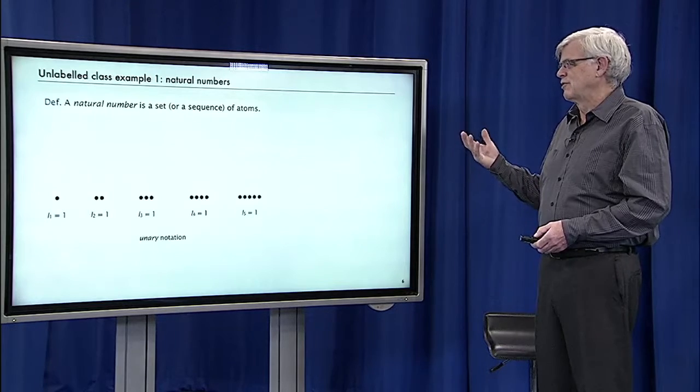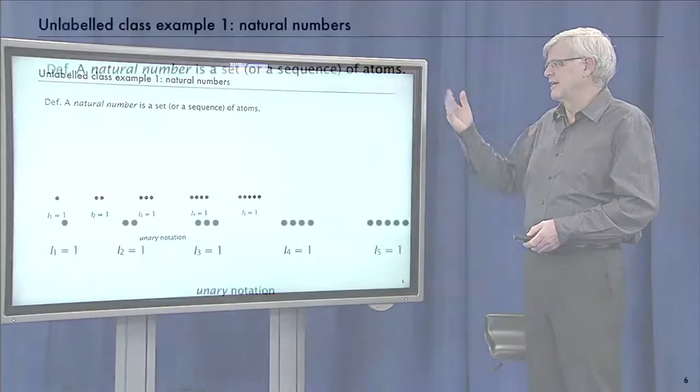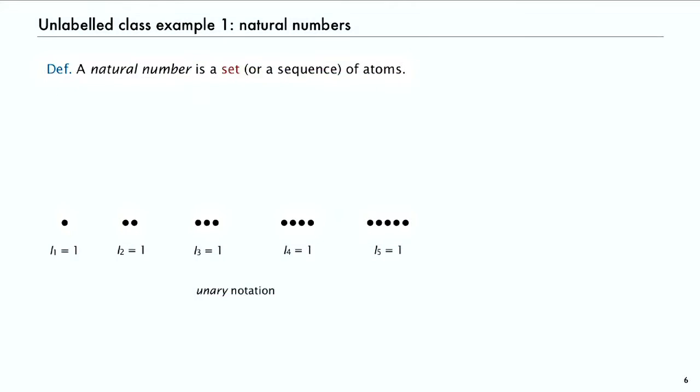So here's a very simple example of a combinatorial class, the natural numbers. The definition of a natural number is a set of atoms, or since you can't tell the difference between atoms, that's what we mean by unlabeled, and we'll get into that in much more detail later. A set or a sequence, it's the same thing. So there's only one object of each size.